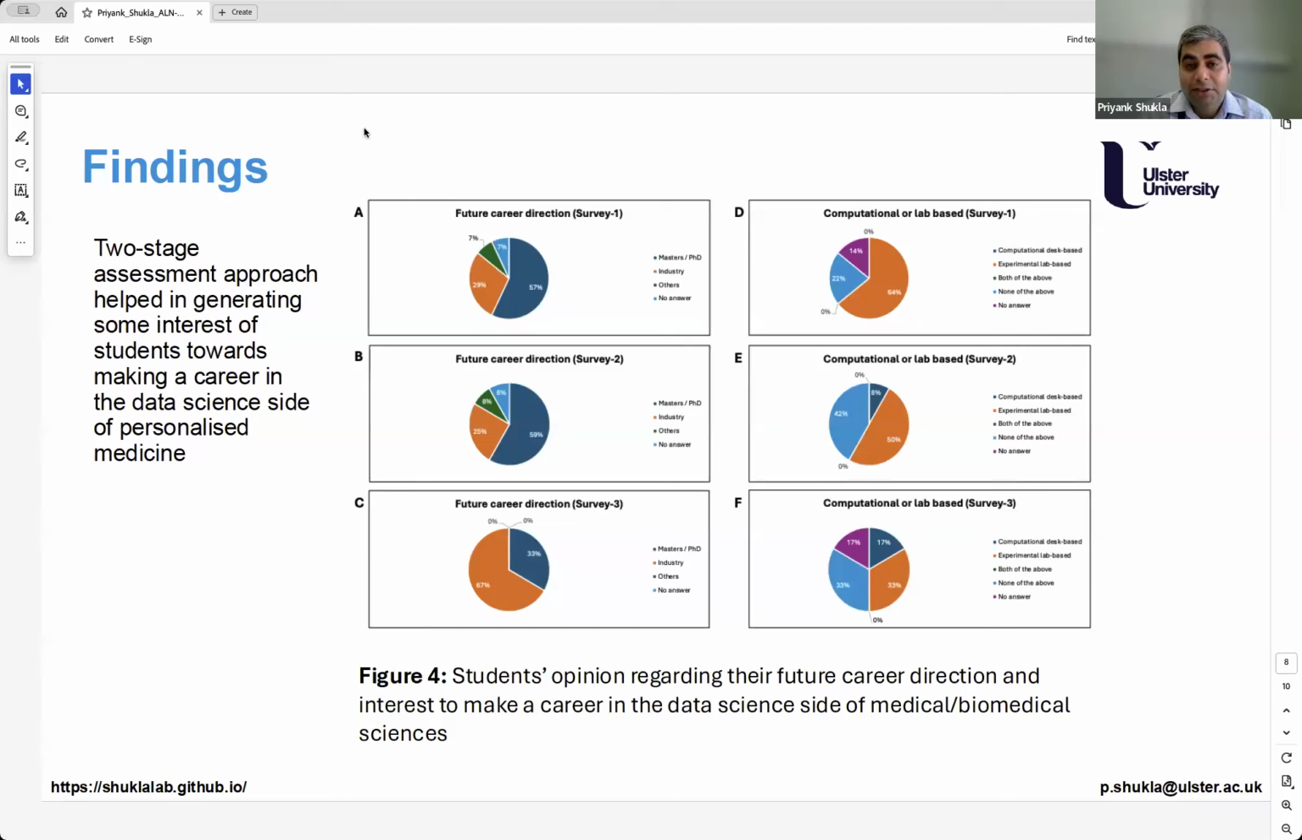And also in terms of future career direction, initially most of them wanted to go for higher studies, master's and PhD, but as the module progressed and probably as they realized the importance of the key skills they are learning here, they shifted towards wanting to go to industry soon after finishing their degree. So again, this was also something very positive for me, even though not a very significant change we can see here, but still a positive indicator, I must say.